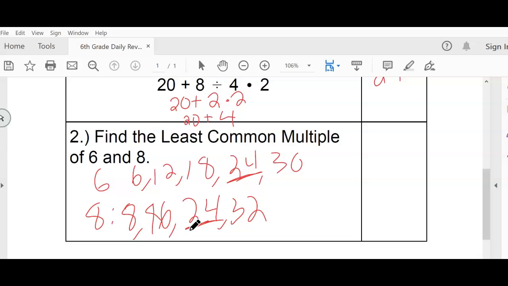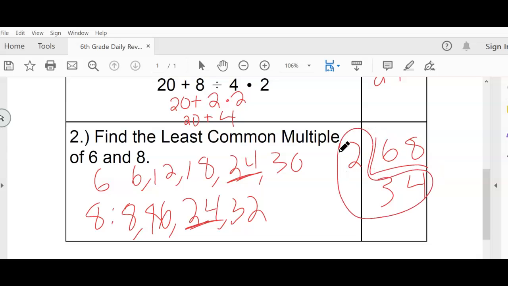Sydney. Awesome. Ladder method. So 6 and 8 create our ladder. Can we divide out of 6 and 8? Tom? 2. That gives us a 3. This gives us a 4. We can't divide anything else out. So how do you find the least common multiple in the ladder method? Emma? You multiply all the numbers on the outside. So 2 times 3 times 4 is 24.